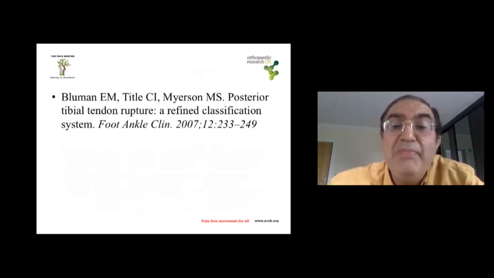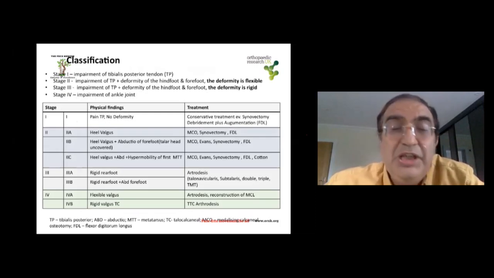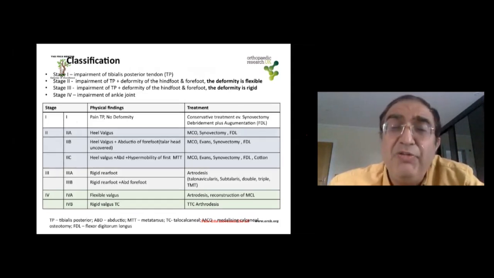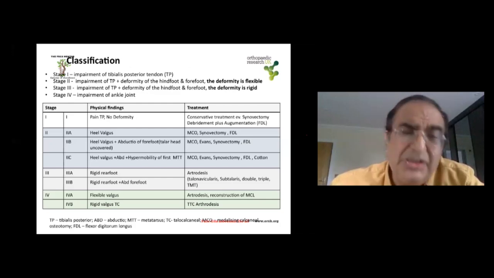Whereas Bluman and Myerson et al. refined this classification, and this is very good. So they say stage 1, no deformity. Stage 2, there's a flexible hind foot deformity, but they divide that into 2B and 2C. 2B, when there's a midfoot abduction, producing a forefoot abduction, and 2C, when there is also first TMT hypermobility. Similarly, stage 3 is basically a rigid hind foot deformity. And stage 4 is the ankle deformity, which can again be 4A, where it's flexible, and 4B, where it's fixed. So I think this is a more comprehensive classification.